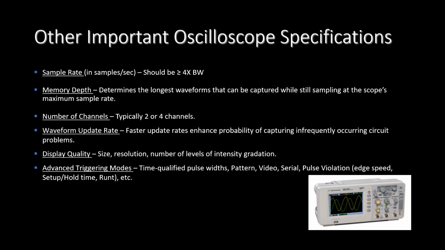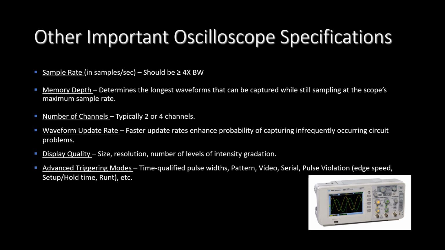There are typically 2 channels in an oscilloscope, but 4 channel oscilloscopes are also available. But MSO models add additional logic timing channels of acquisition in order to monitor and test a more complex set of digital signals. Waveform update rate is also a factor to consider. Faster update rates mean faster picture taking, which can improve the scope's probability of capturing infrequent events such as glitches. So display quality.